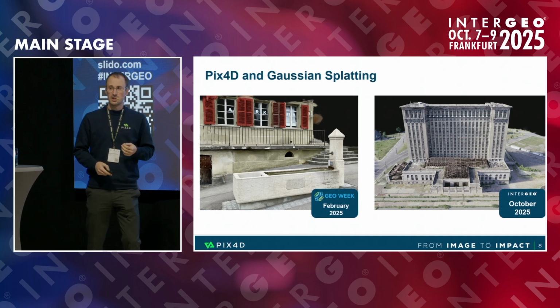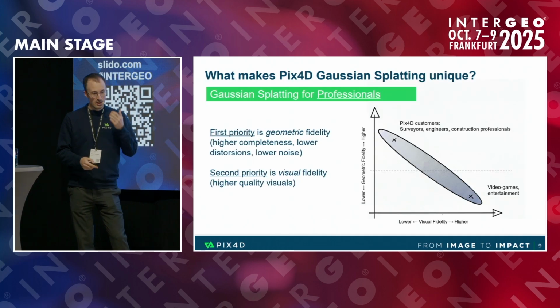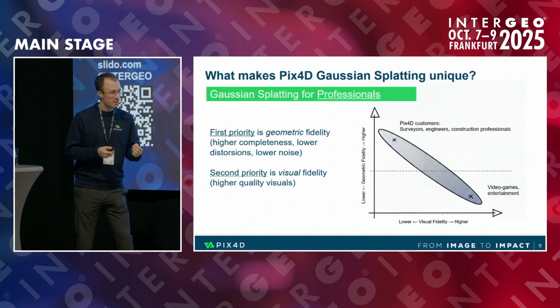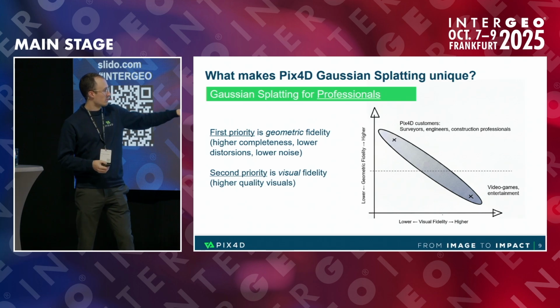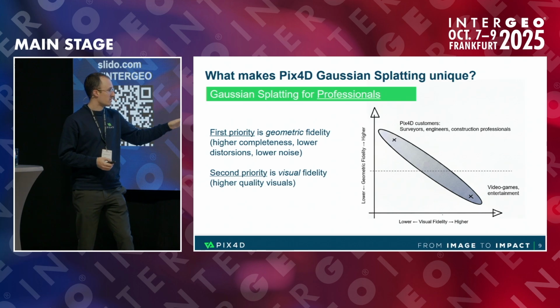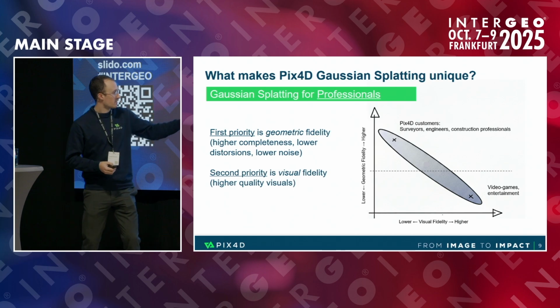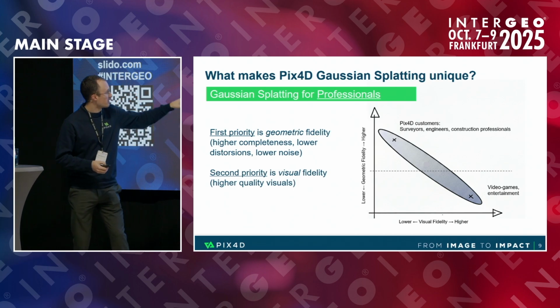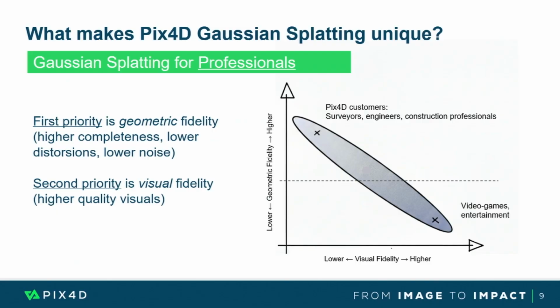Now, how is Pix4D actually taking it further? Pix4D really cares about accuracy, about the geometric fidelity of our results. If you look at the right, we see lower visual fidelity on the left and higher fidelity on the right, and then on the y-axis, the geometric fidelity. So actually, Pix4D should be on the top right, I realize now, where we want geometric fidelity at the highest, because surveyors really care about the accuracy and the fidelity.